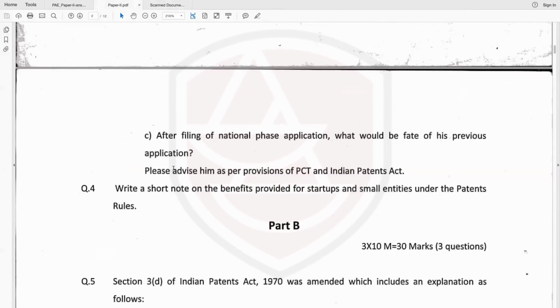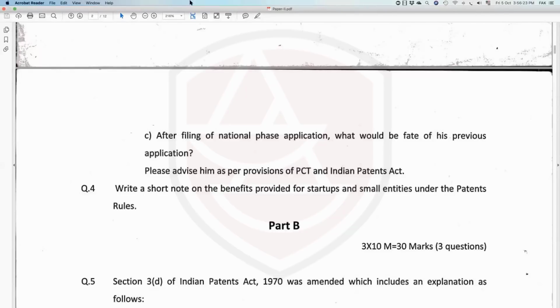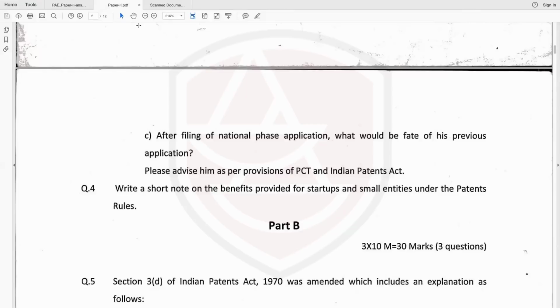Let's move on to the next question. Yeah, the next question deals with startups and small entities under the patent rules. Let me mention here, this question was asked in 2016, and since 2016 the rules have been amended again. So the candidate has written the answer according to the 2016 rules.